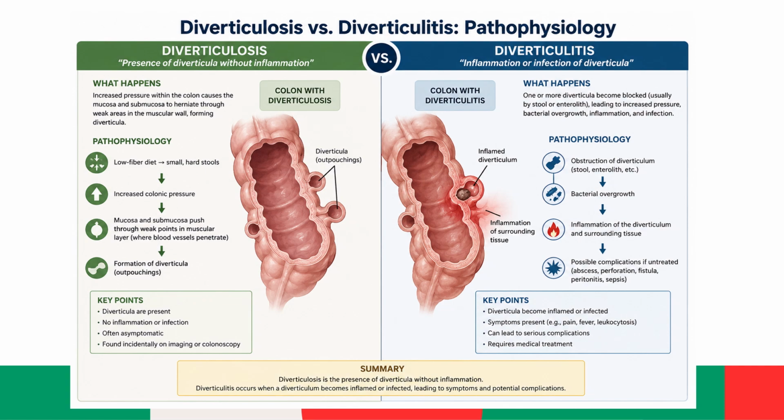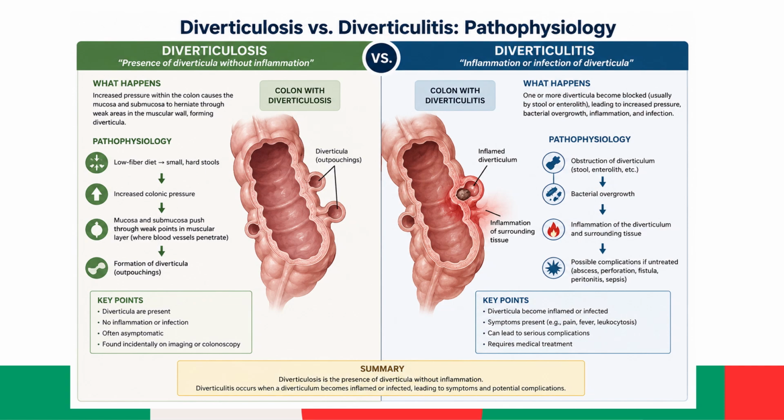And so why do we see pain in the left lower quadrant? Remember where the sigmoid colon sits. And this is why. In Western populations, diverticular disease frequently involves the sigmoid colon. So inflammation there often produces that left lower quadrant pain.